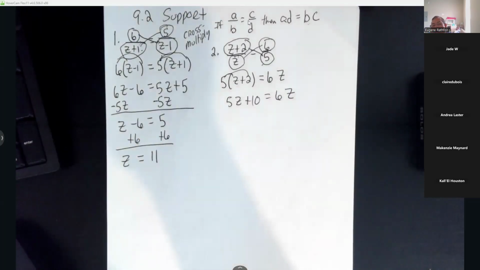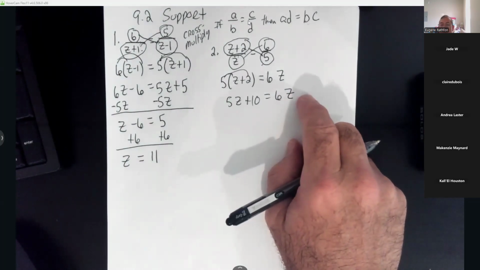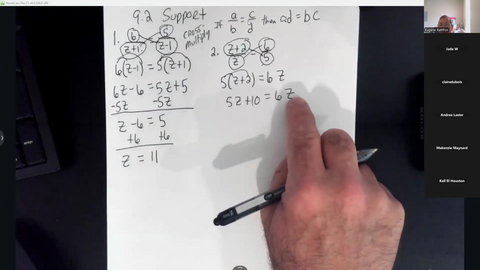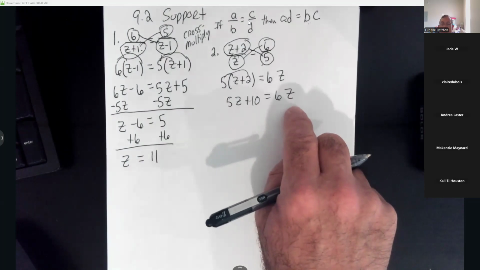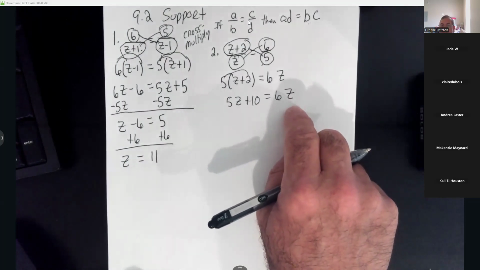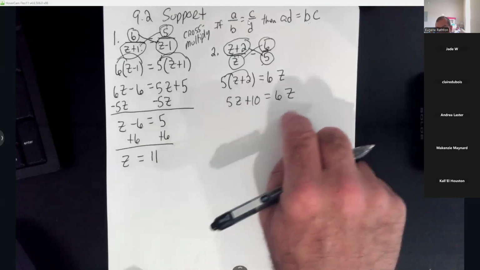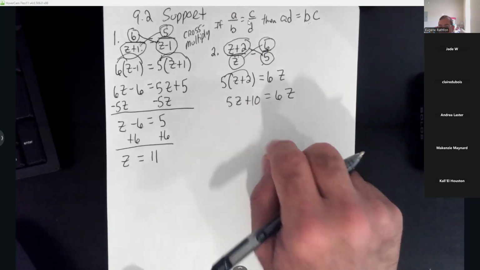Now, I'm going to tell you the trick on this one. Since there's only z's on this side and there's no numbers, this side has z's and numbers, I would move the z's to this side, and that'll leave that number there and the z's over here. That's the easiest way to solve this, because if you subtract z, then you got to move the 10, then you got to take care of the negative. So a lot more work.